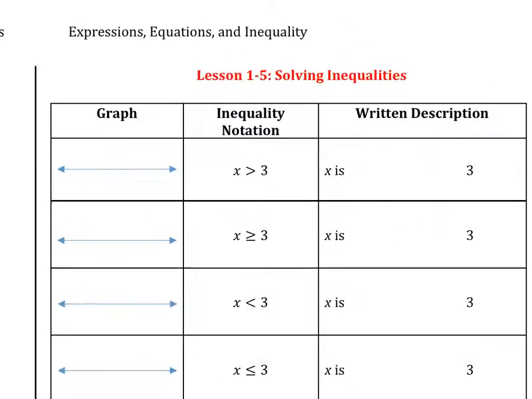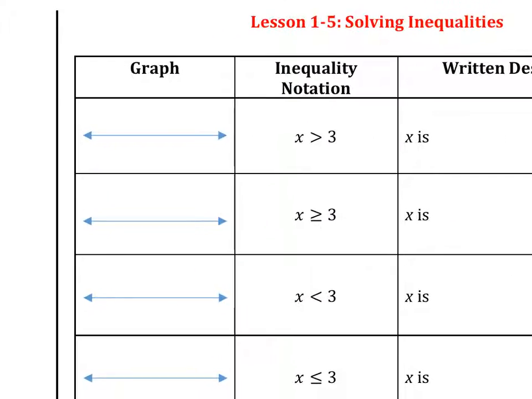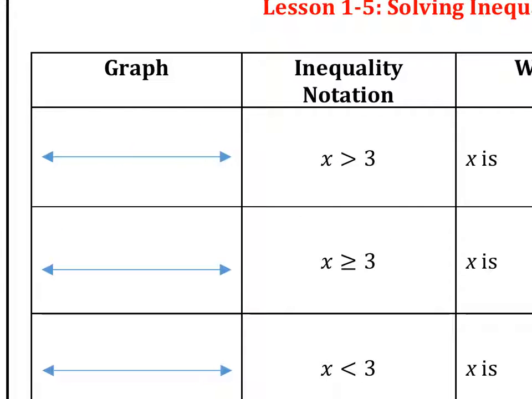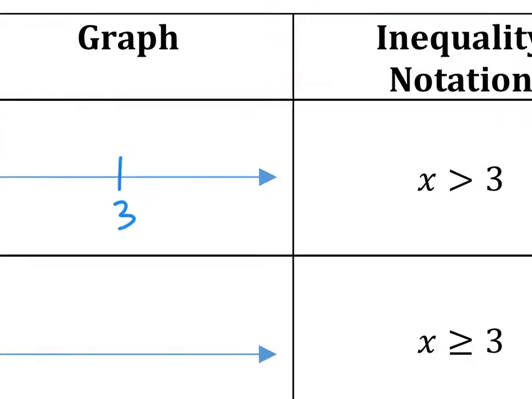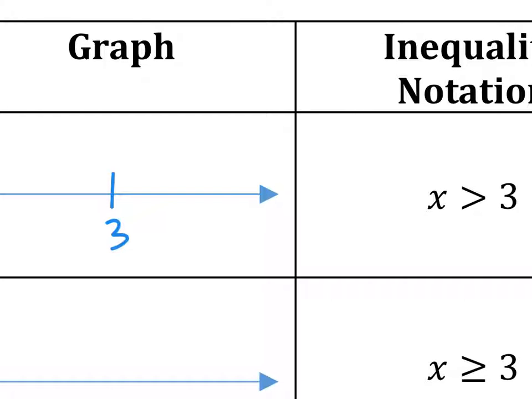Okay, so we are on the inequality. For example, this first one, x greater than 3. All of these, we're going to just do 3. So x greater than 3. Are we going to put an open circle or a closed circle? Open. And then which direction are we going to point? To the right, because we are looking at numbers that are bigger, right?